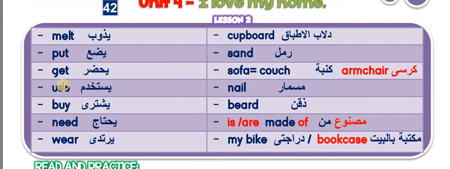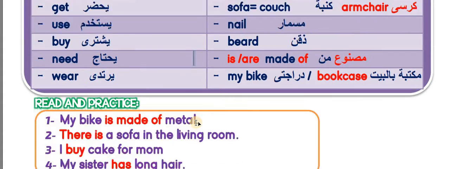melt, put, get, use يستخدم، buy يشتري، need يحتاج، wear يلبس، cupboard دولاب، sand رمل، sofa couch كنبة، armchair كرسي بمسند، nail مسمار، chin ذقن، is made of مصنوع من أو are made of مصنوع من، my bike عجلتي، و bookcase مكتبة بالبيت.